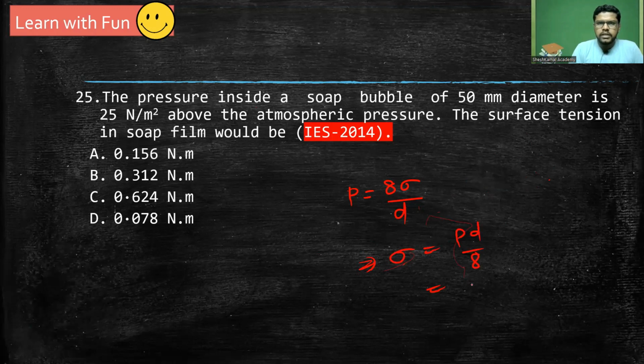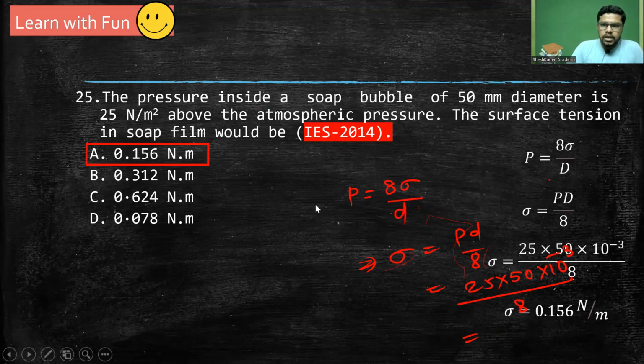So the value of P is 25, into 50 mm. So convert it into meter, 50 into 10 to the power minus 3, divided by 8. Okay, so if you calculate this, the value will come out to be 0.156 Newton per meter.